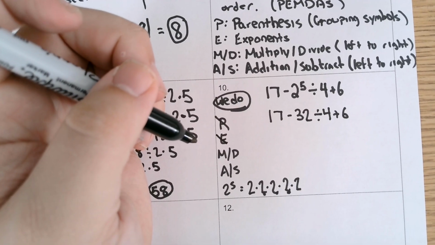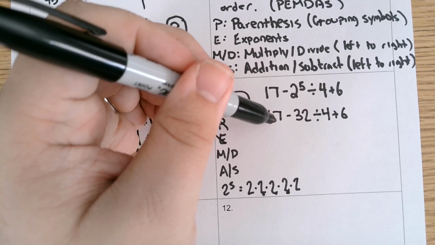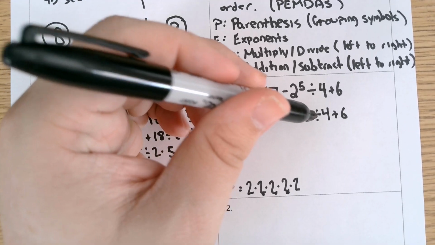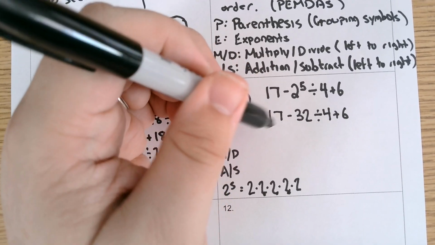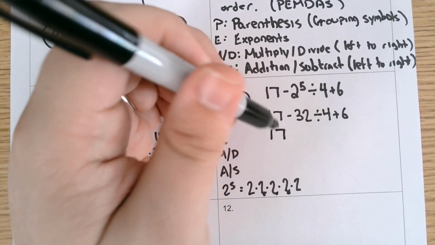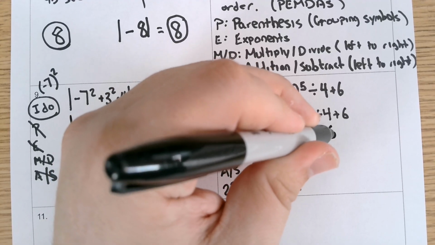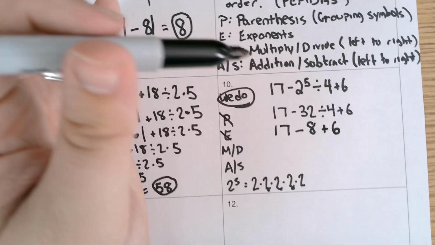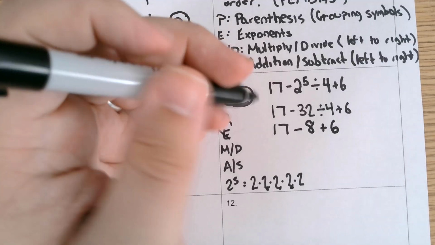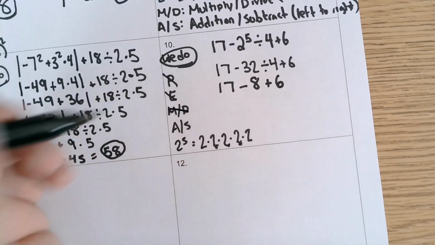So we go to multiplication and division. So we go from left to right. Start here. Do I see any multiplication and division? Ding, ding, ding. 32 divided by 4. So 17 just comes down. 32 divided by 4 would be 8. Again, if you're not sure of these calculations, by all means, just use a calculator. 17. Okay, now we're done with multiplication and division.